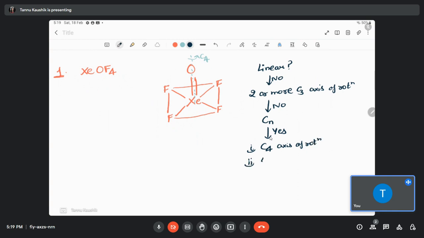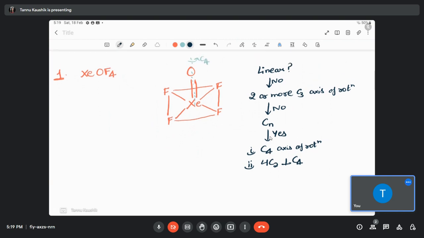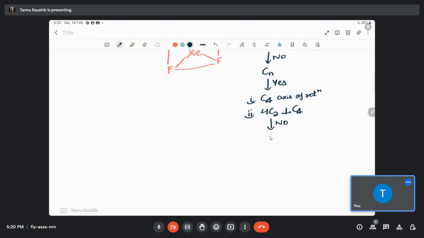And we have to check, do we have four C2 axes of rotation perpendicular to the C4? No, we don't have four C2 axes of rotation present in this molecule. I can see a C2 axis collinear with the C4 axis of rotation, but no four C2 axes of rotation which are perpendicular to the fourfold axis of rotation, that is C4. So this is not present.